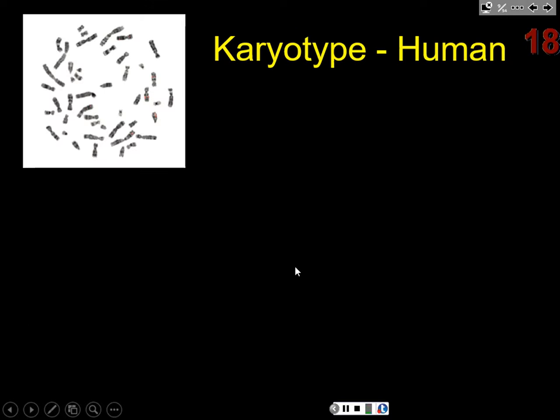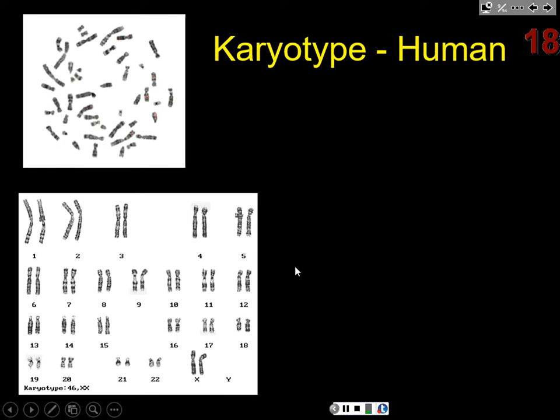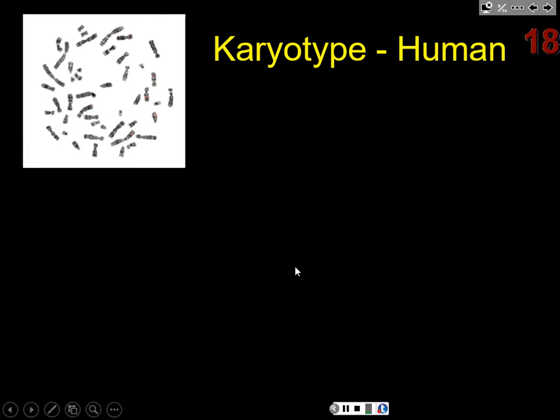Okay. Here are karyotypes. If you have a genetic issue in your family, the first thing that the geneticist is going to do is a karyotype. He or she is going to want to see what your chromosomes look like to make sure you have the right number and that they're structurally sound.